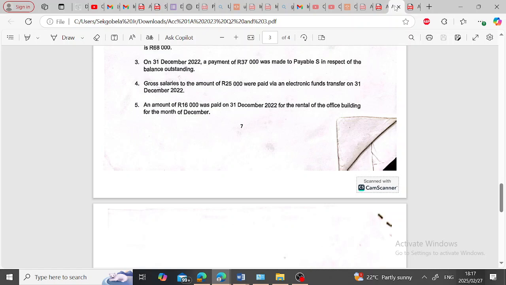Number 3. On the 31st of December 2022, a payment was made to payable S in respect of an outstanding balance. Is there someone who would like to explain? On December, the payment of 87,000 was made to payable S in respect of the outstanding balance. Outstanding meaning that we owe him. A payment was made. We paid somebody we owe. Therefore, it's going to affect what? 2 accounts. Somebody we owe is a creditor to us. And we know that creditors are what? Payables. Then, what do we use to pay?